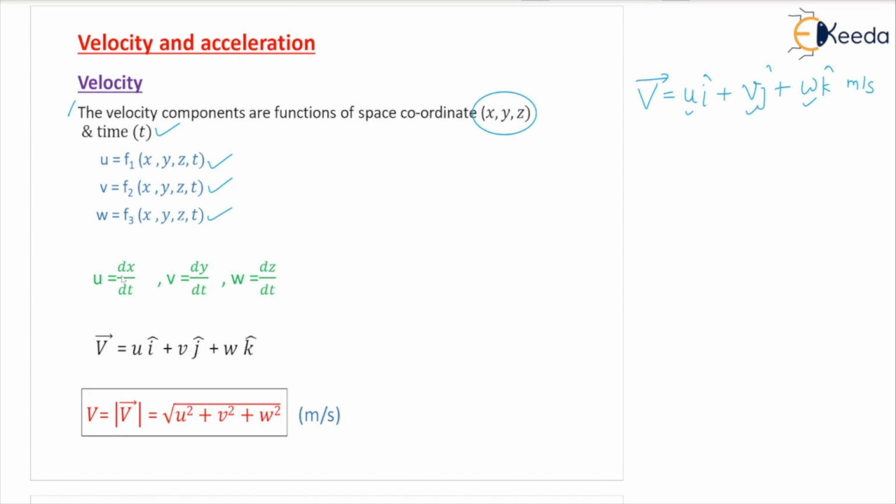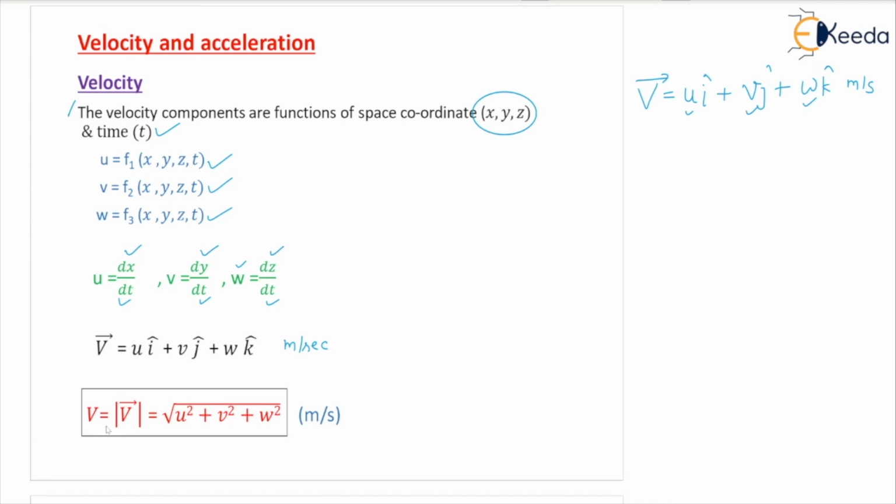What is the basic definition of velocity? Distance by time, correct? So u can be written as dx by dt, as u is the velocity in x direction. When you talk about the velocity in the y direction, it is v, so it is dy by dt, and w is dz by dt. So how to write the v vector in component form? That is ui plus vj plus wk. The unit will be the same, that is meter per second.